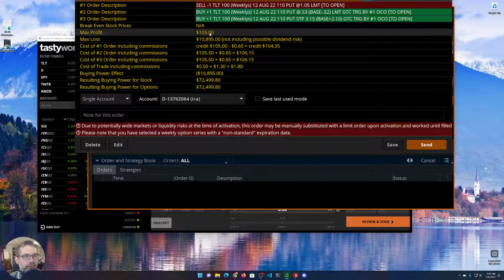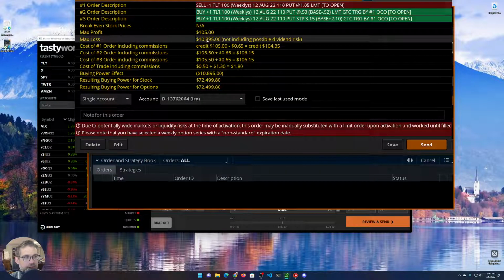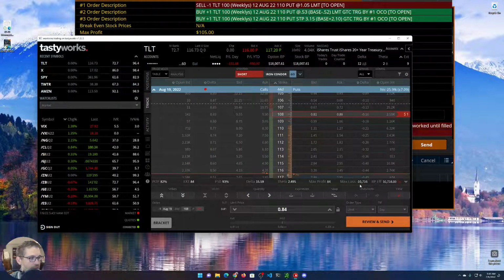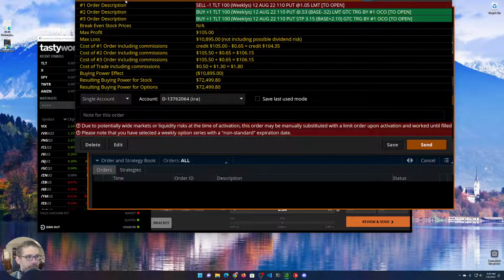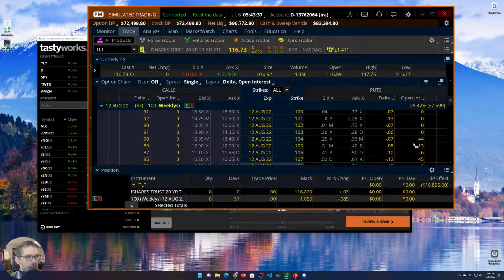So anyway, its max profit is $105. Max loss is $10,895. If we compare that to the Tastyworks max loss, it's just about the same. $10,716 is the max loss if you look at the other trade there. So buying power effect in an IRA account, where we're going to put that one, is of course the same actual amount as the maximum loss there. So I'm going to go ahead and hit send and put that in my working orders, and we'll see what happens there.